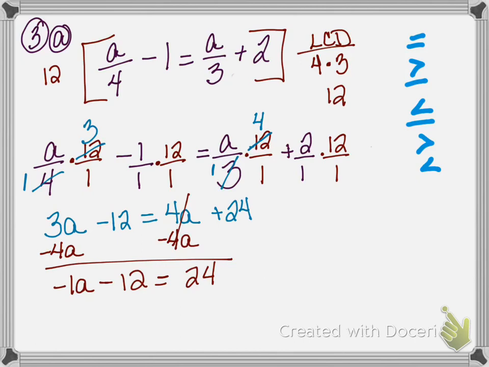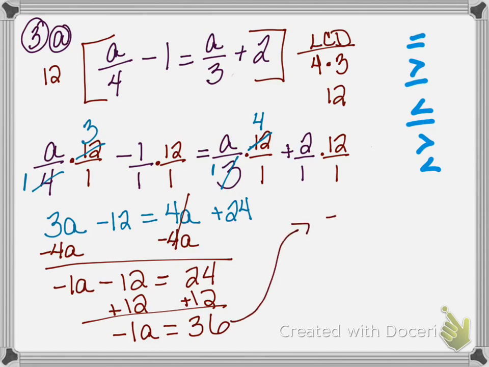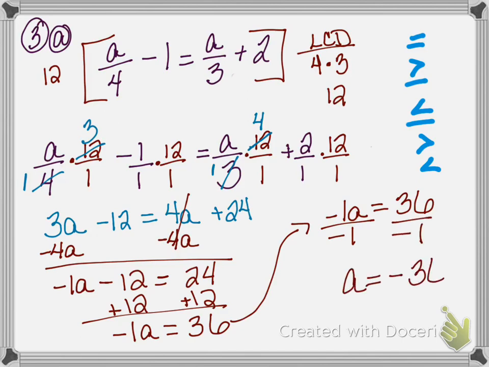Okay, now my next step, I've got negative 12. So now I want to add 12 to both sides. Okay, and I'm left with negative 1a equals 36. I'm not done because I have that negative 1 in front of my a. So negative 1a equals 36, and I'm going to divide everything by negative 1. Don't forget to do that last step, and I get a equals negative 36. And that is my final answer. You certainly could check that if you want to. I actually encourage you to check that. We're just not going to take the time to do that right now. Okay?